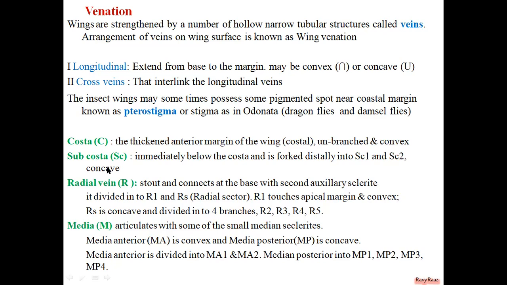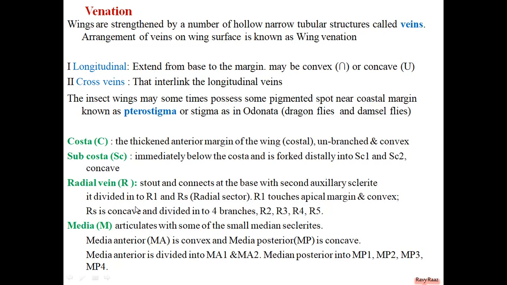Next is radial vein R. It is divided into R1 and RS, radial sector. RS is divided into branches R2, R3, R4 and R5. The R1 branch touches the apical margin, and RS is concave and divided into 4 branches.